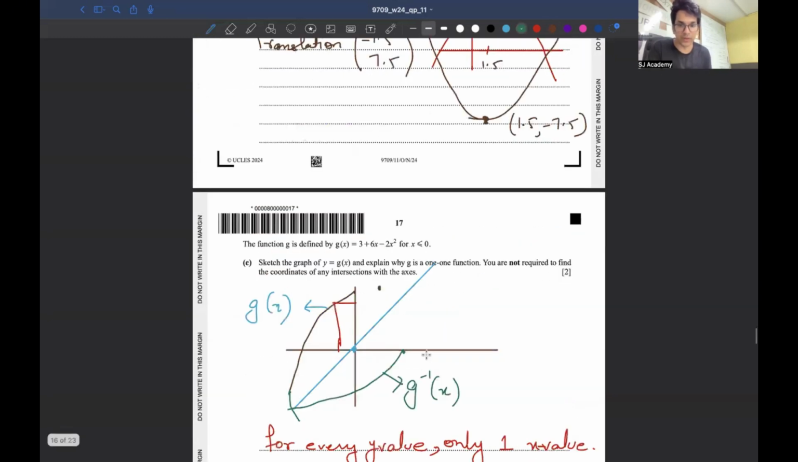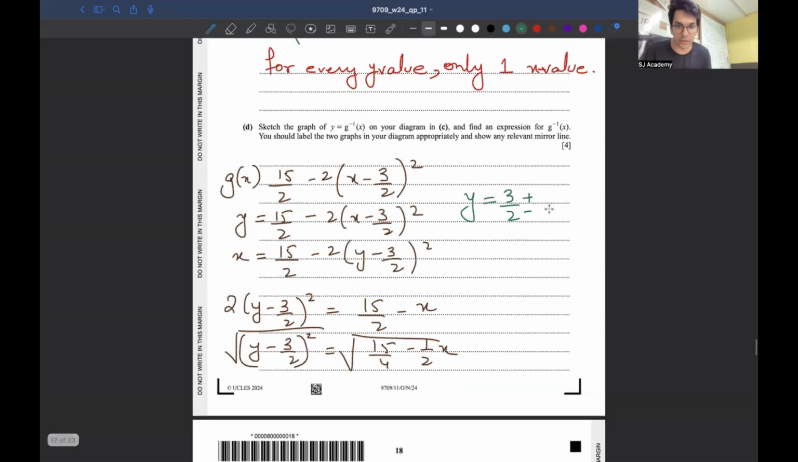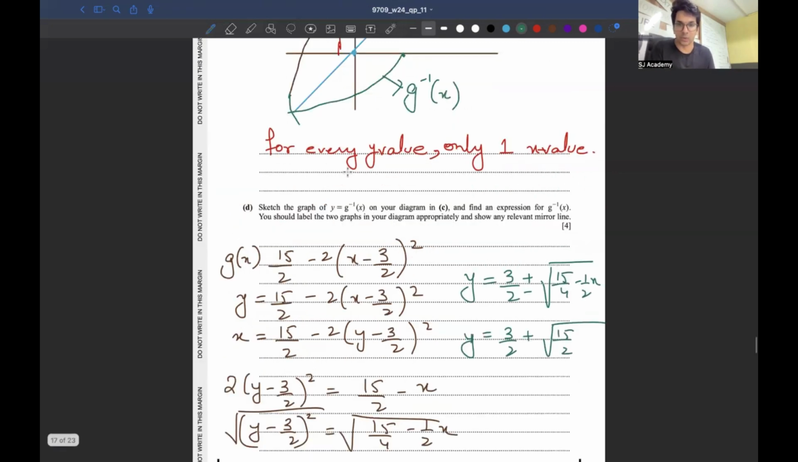Okay, so this is fine over here. So 3 upon 2 plus or minus square root of 15 upon 4 minus half x. Now we also have to decide which of these values do we have to take, 3 upon 2 plus or the minus sign. Now, if we take the positive sign over here, the value of y will become 3 upon 2 plus 15 upon 4, and it will exceed this value over here.